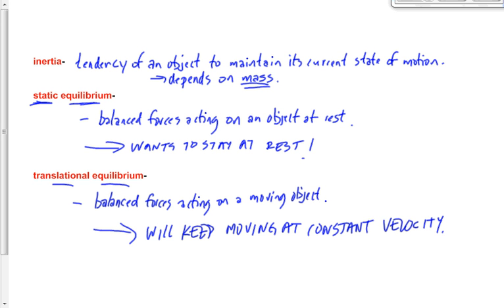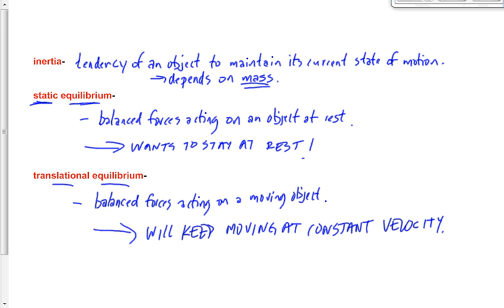Remember, what do you need to cause something to speed up or slow down? To cause something to accelerate, you need a net force, an unbalanced force. If you have balanced forces, there's no reason for it to speed up or slow down. The object will never stop. The object will never go faster. It will keep going forever and ever at that same speed if the forces are balanced, if it's in translational equilibrium.